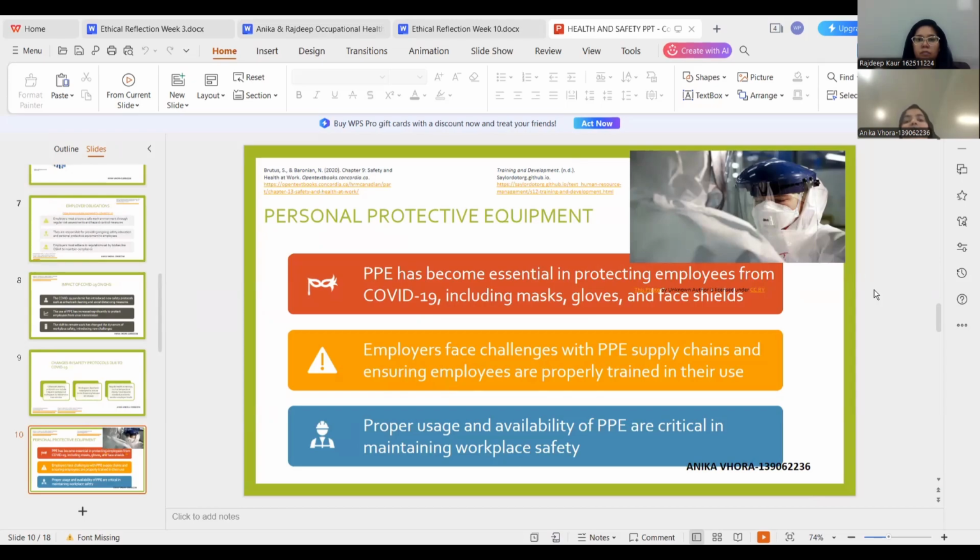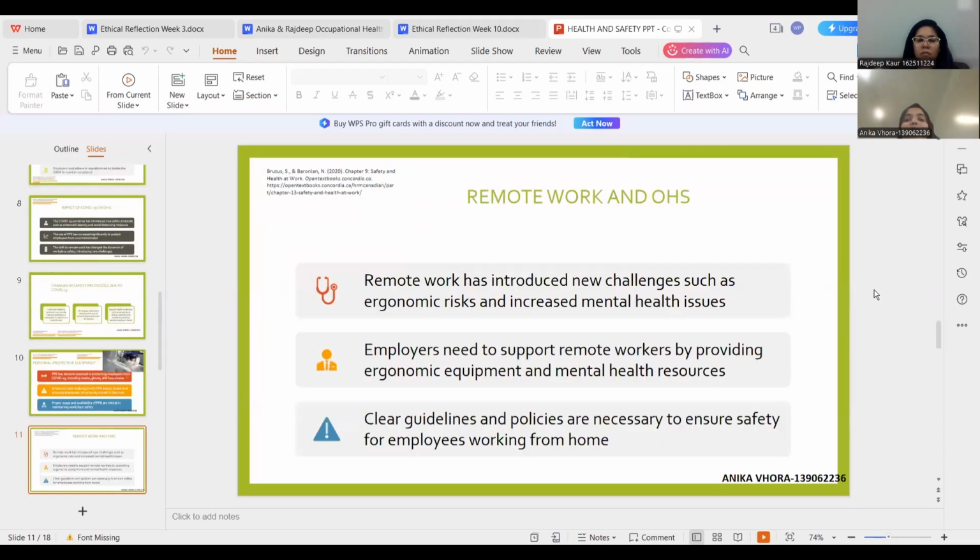So PPE has become essential in protecting employees from COVID-19 and other diseases which are communicable, spreading through contact. So masks, gloves, and face shields are required for that. Employers face challenges with PPE supply chains and ensuring employees are properly trained. In the healthcare team, they will guide other members. So proper usage and availability of PPE, like donning and doffing, are critical in maintaining workplace safety.